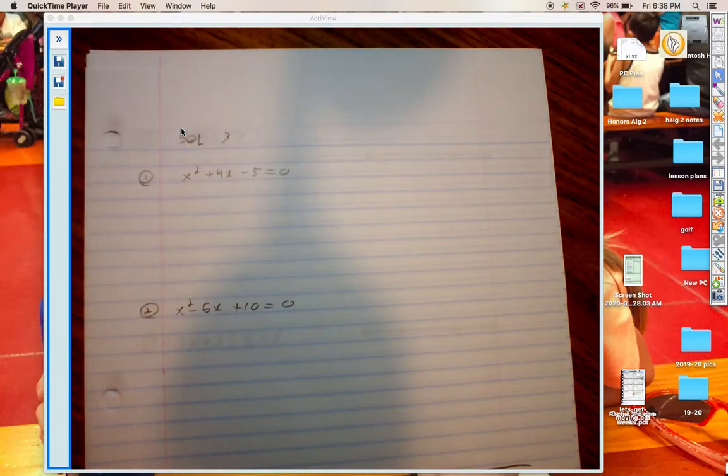Alright guys, SOL number 3 for Algebra 2, another review. First thing we have to be able to do is solve quadratics. We have 4 options: the calculator, if it's a good answer, which means an integer, factoring, quadratic formula, and completing the square. Alright, we're going to do one of each way.